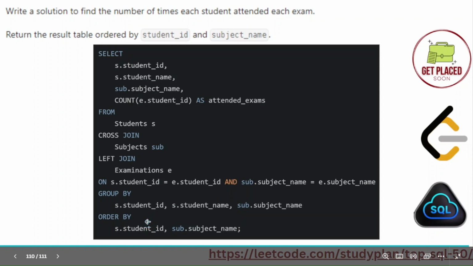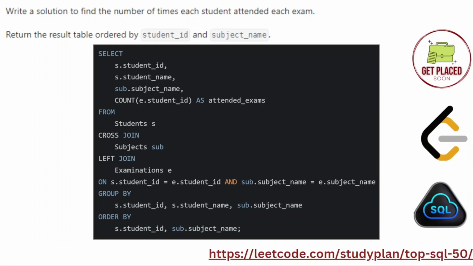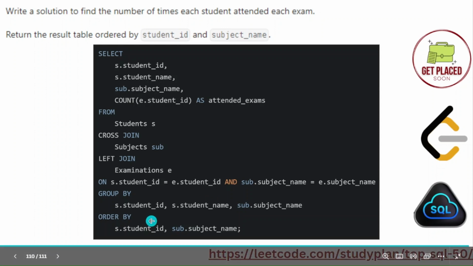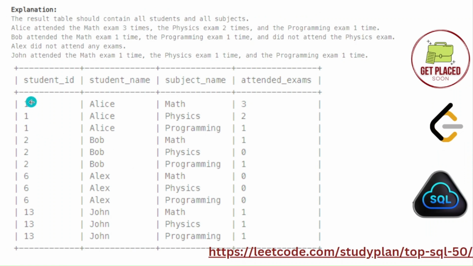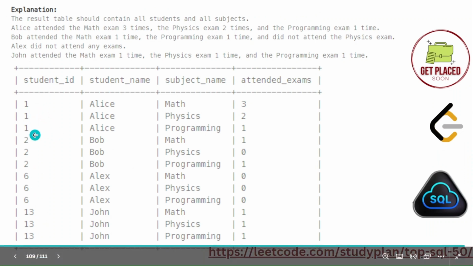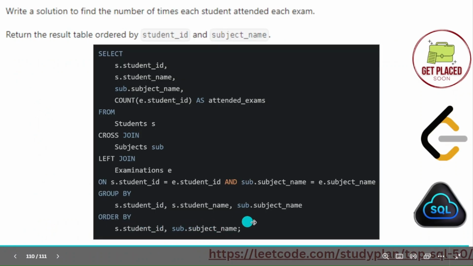Now moving ahead, we have the order by clause. We are using this order by clause to sort the final result first by student ID and then by subject name. You can see everything is in ascending order, 1, next 2, next 6, next 13. Whenever we use order by, by default it arranges in ascending order, or if you want descending order, you can add the keyword DESC. We want ascending order only, so it is by student ID and subject name.